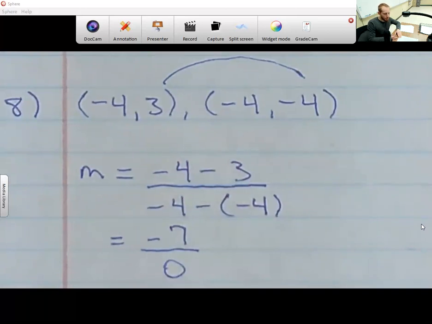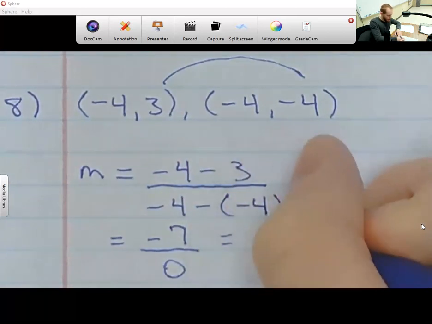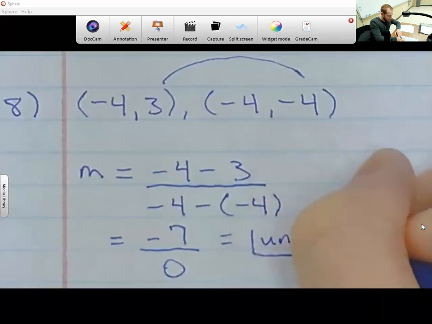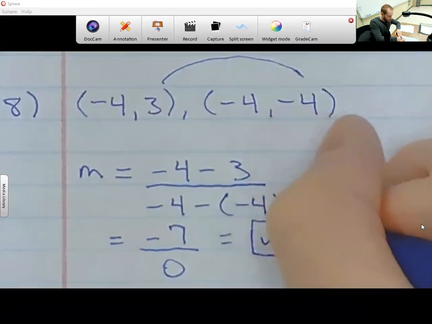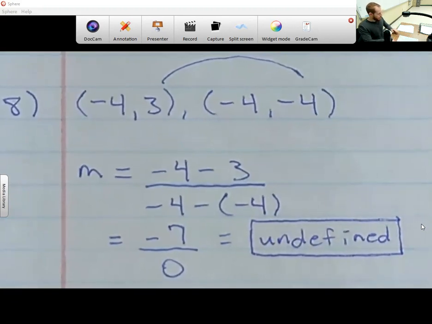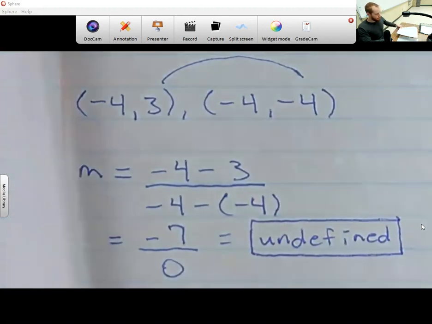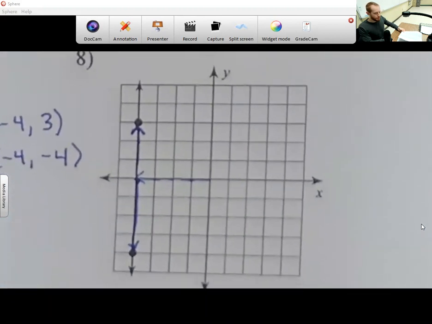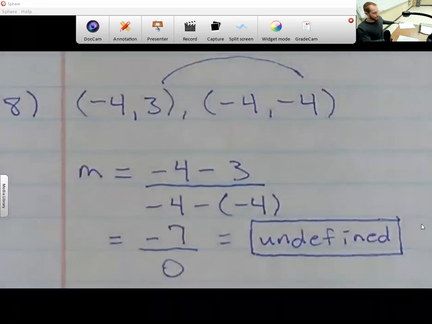So if I'm dividing by 0 at the bottom, this is called undefined. Can't divide by 0, so this is called undefined, which means I'm going to have a vertical line, right? So going back to the picture, notice that my line is vertical for number 8. So this slope is undefined, okay? So that makes sense based on the picture. And now the last one that we're going to do is number 10.